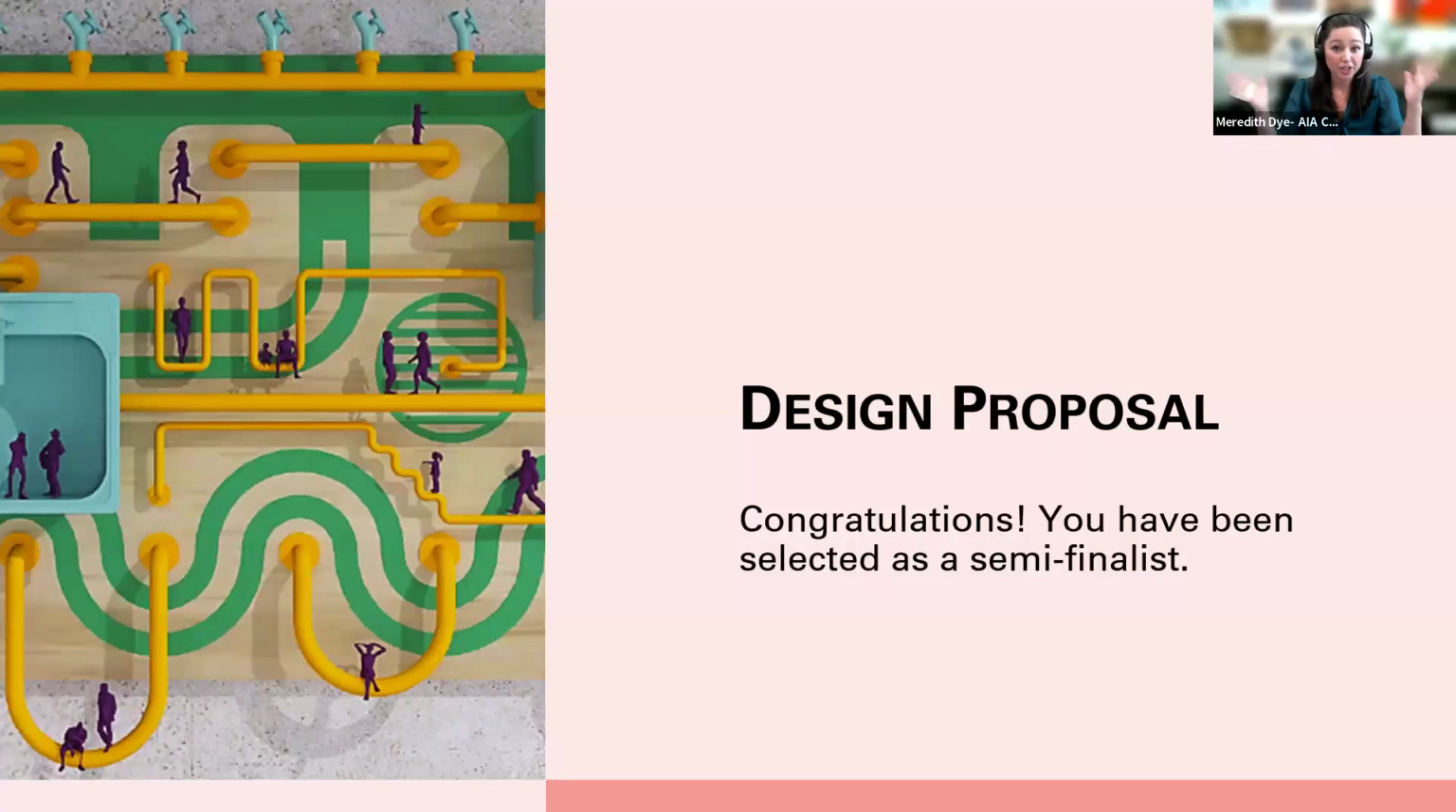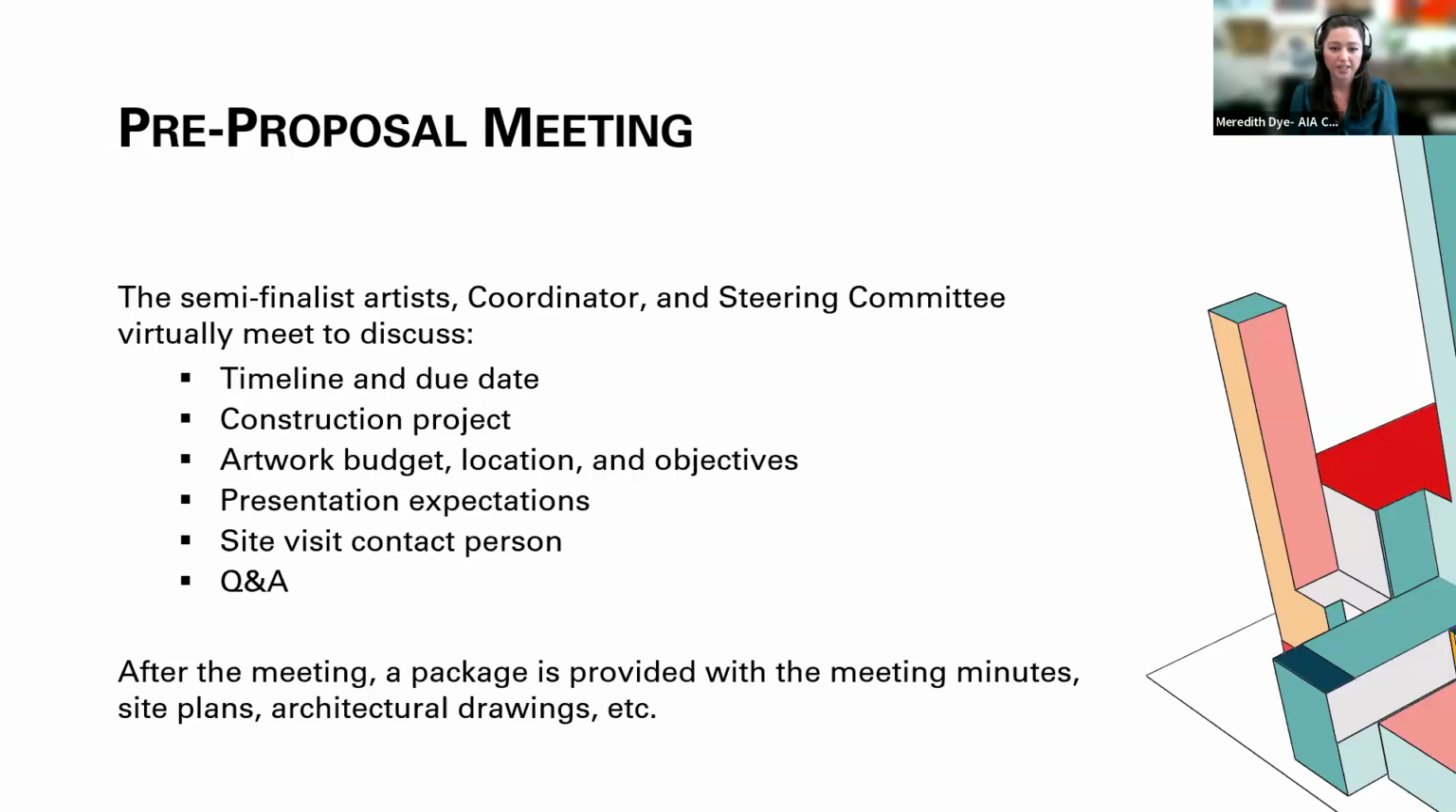All right, design proposal, congratulations, you are a semifinalist. So what now? So after the semifinalists receive their contract, I schedule a pre-proposal meeting to jumpstart the process so artists can develop informed proposals. The semifinalists, coordinator, and steering committee virtually meet to discuss the timeline and due date, the construction project, their artwork budget, location and objectives, the presentation expectations. I'll give you the contact information for the person you can schedule a site visit with. It's very important that if possible, the semifinalists can actually visit the site where the work's going to be, or even if the building is not under construction or not there yet, you could at least visit the area and get to know the client agency representative, and again, just to develop more informed proposals.